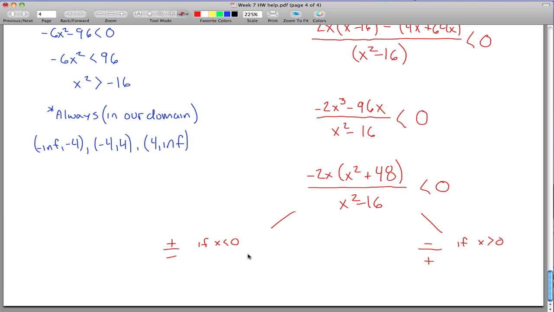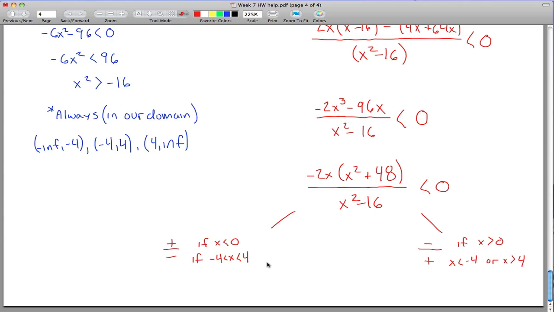What about the bottom? Let's see, when is this negative? Well, we need x squared to be less than 16 in order for this to be negative. So it's negative if x is between negative 4 and positive 4. That is, if negative 4 is less than x is less than 4. And it's positive if x is less than negative 4 or x is greater than positive 4.